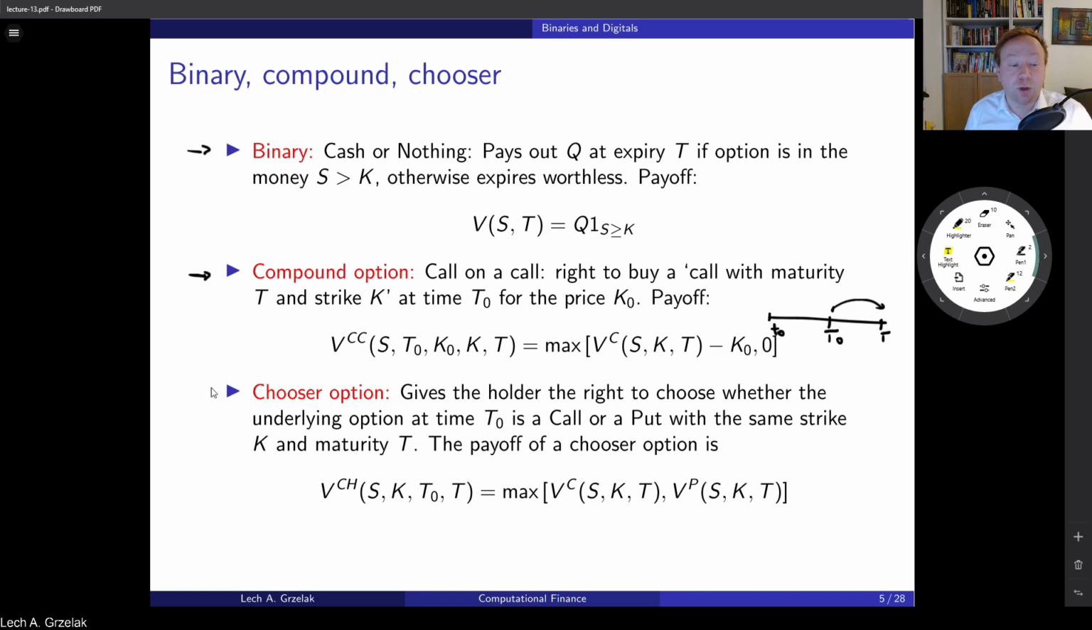You can also think of a chooser option. So there is another alternative. At time T0, you can choose whether you have a call or put option, and whichever is more expensive will be the value of your payout. So this is also another option.